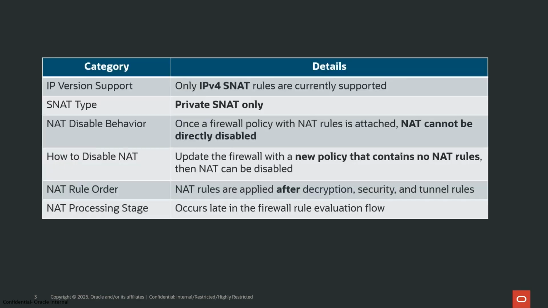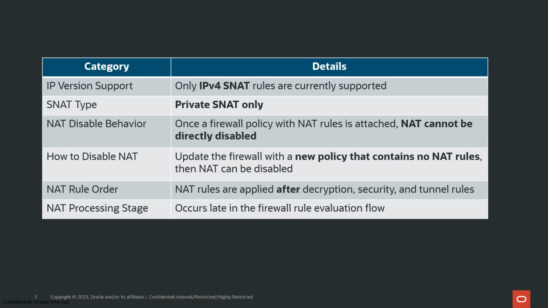At present, the OCI network firewall can perform private SNAT operations only. Destination NAT and public SNAT are not currently supported. After a firewall policy containing a NAT rule is attached to a firewall, NAT cannot be disabled. To disable it, you have to update the firewall with a policy that does not include NAT rules. Then the NAT can be disabled on the firewall.